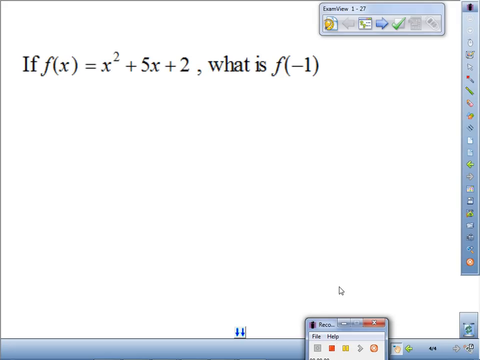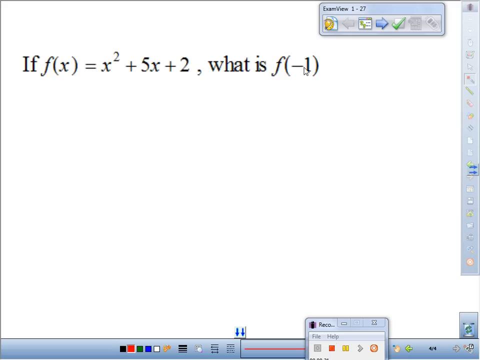Here we go. Study guide A. Problem number one says, if f of x equals x squared plus 5x plus 2, what is f of negative 1? We said that the term f of x says that this is a function. What did we say with functions? In order to evaluate, we substitute whatever this number is for all the x's that you see, right?